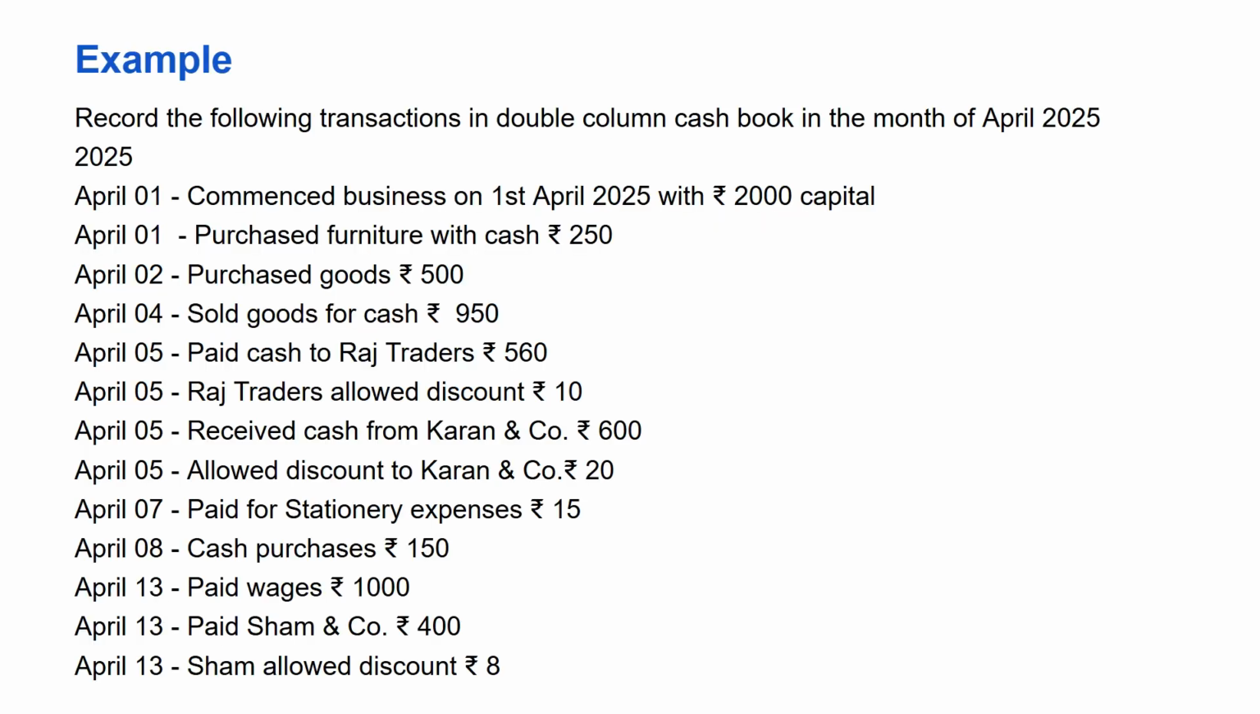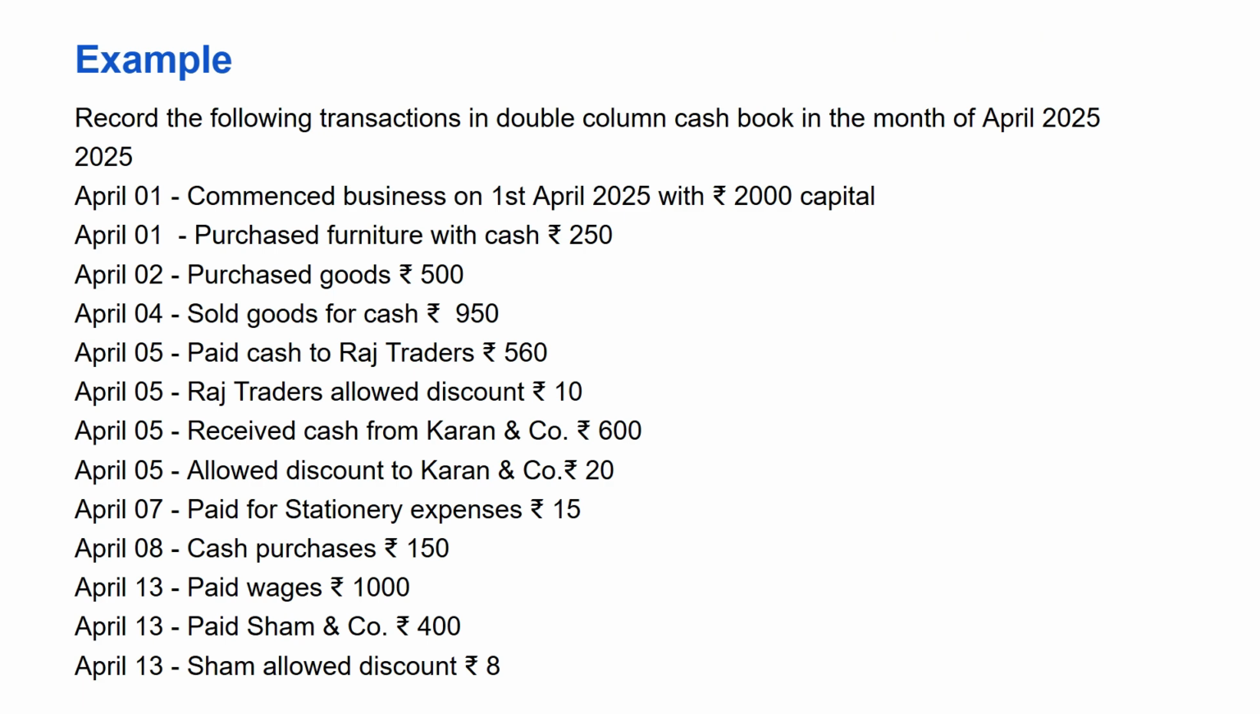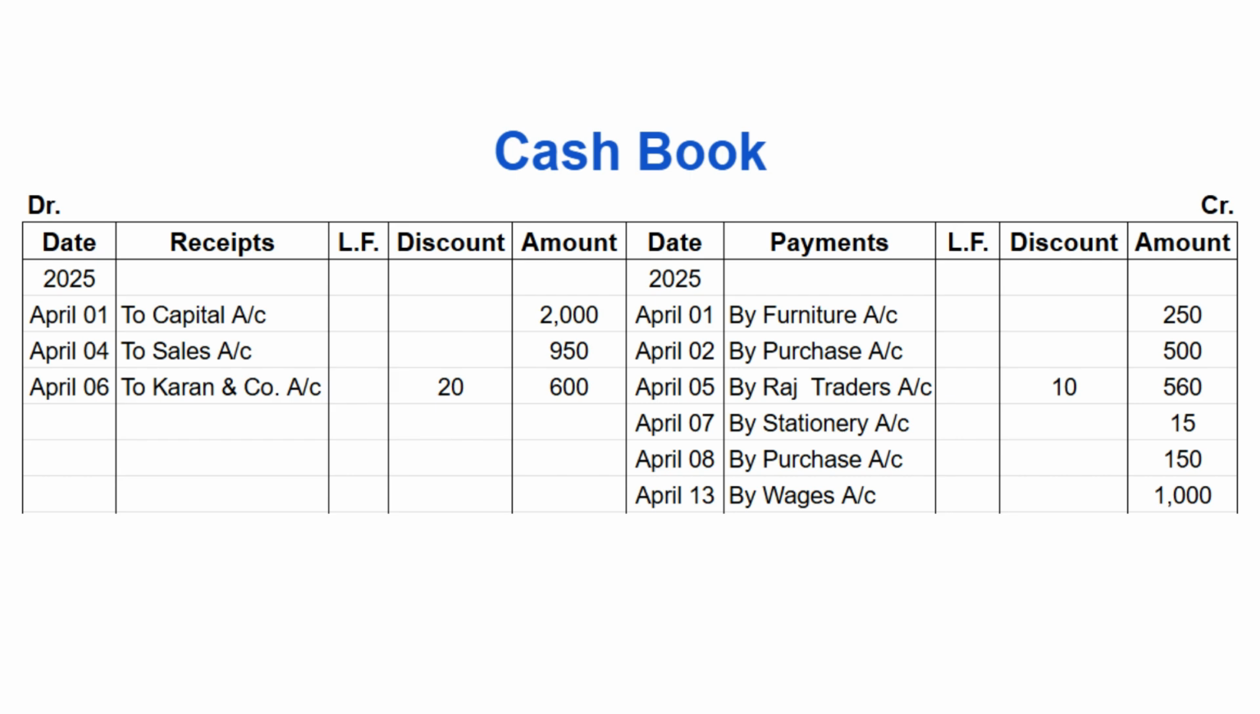Next, April 13, paid wages rupees 1000. Here the two accounts affected are wages account and cash account. Wages account, it is nominal account and wages is an expense, so debit all expenses and losses. And cash account is real account and cash goes out of the business, so it is credited. Let's see how we'll record it. Credit side, April 13, by wages rupees 1000.